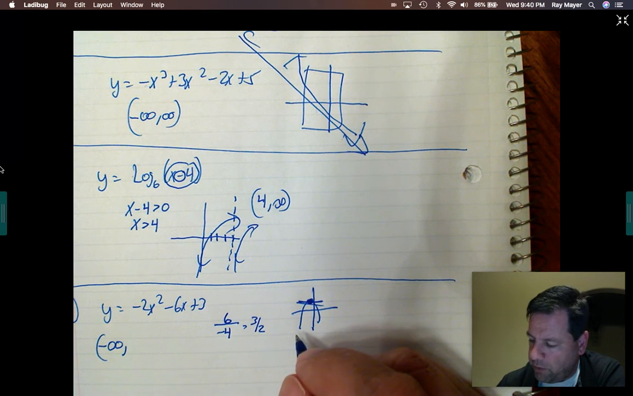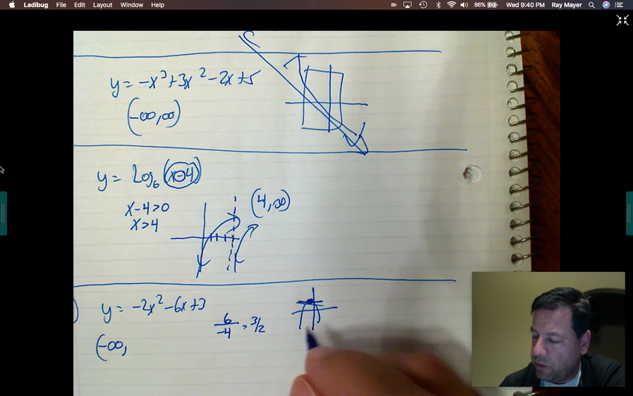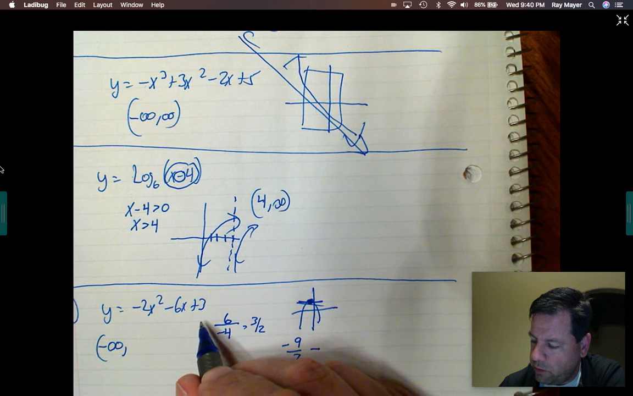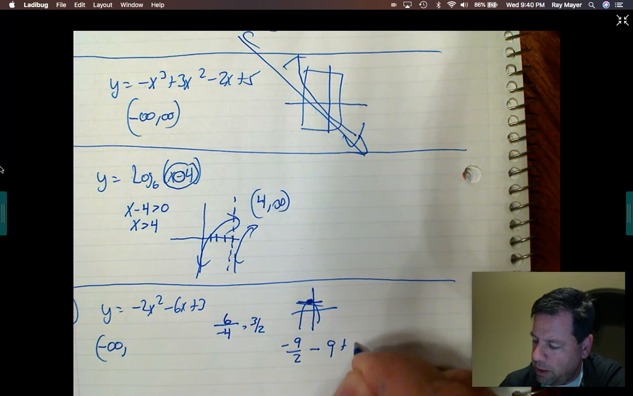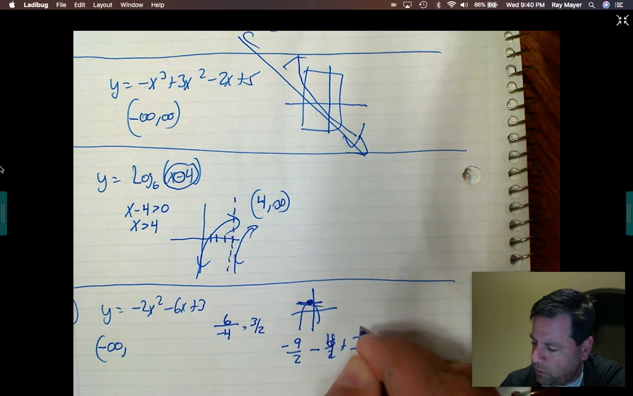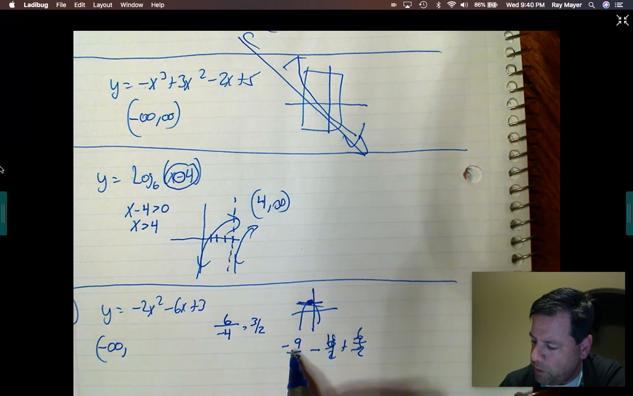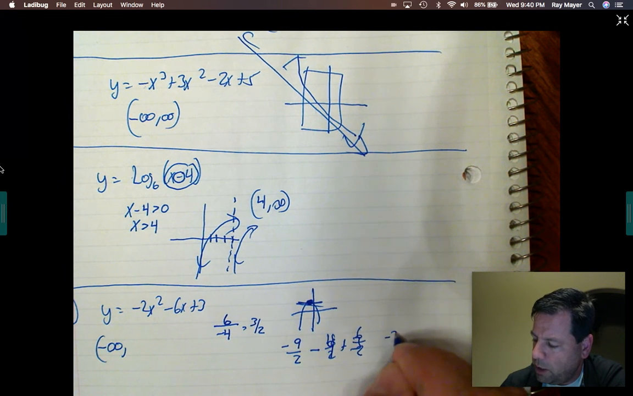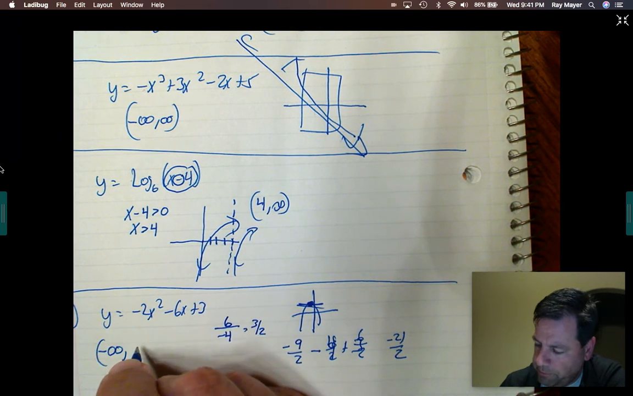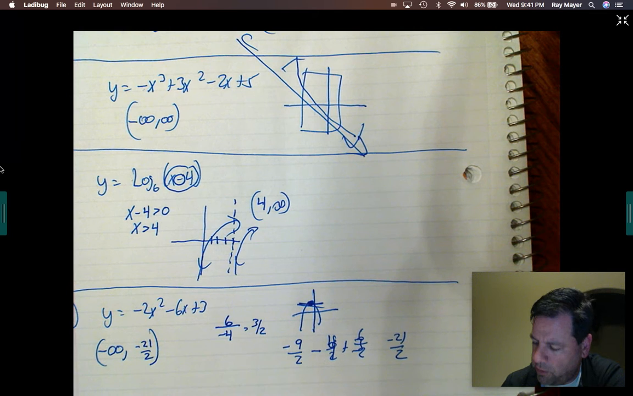Oh, 3 halves is 9 fourths. 9 fourths times 2 is 9 halves, and that's negative. Negative 9 halves minus 2 goes into 6, 3 times 9 plus 3. And so this is 18 halves, and this is 6 halves. So 9 minus 18 is negative 27 plus 1. I'm going to go negative 21 halves, I think. Negative 21 halves.